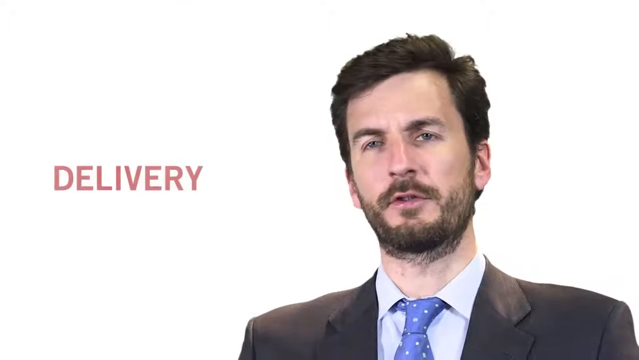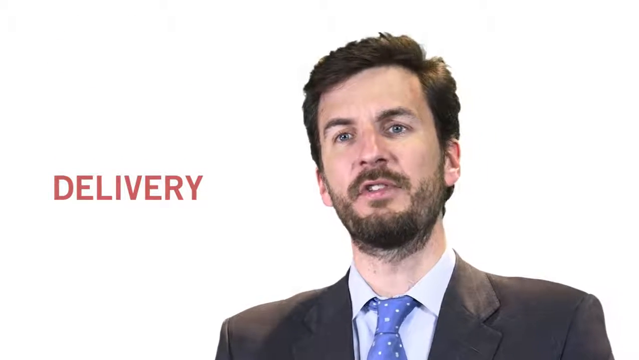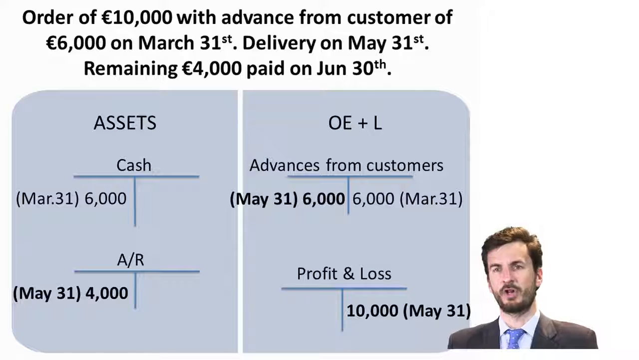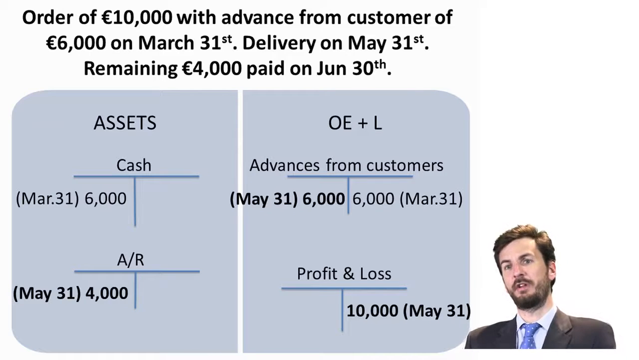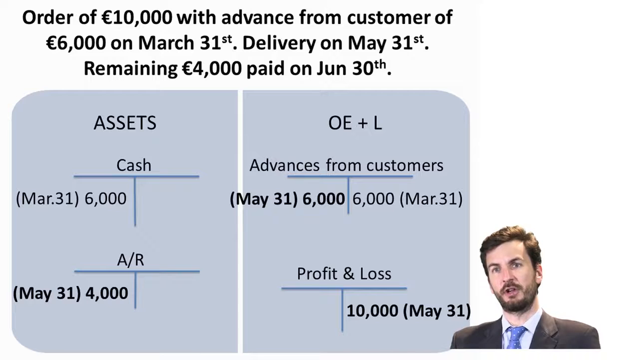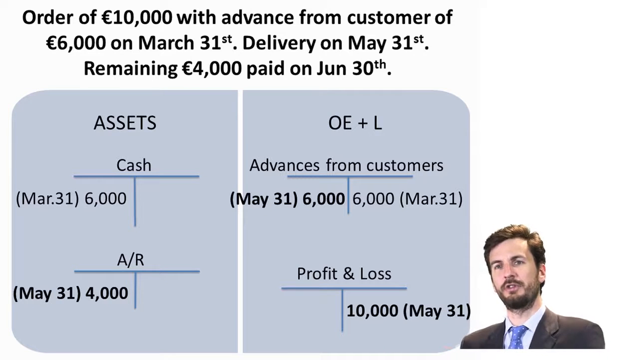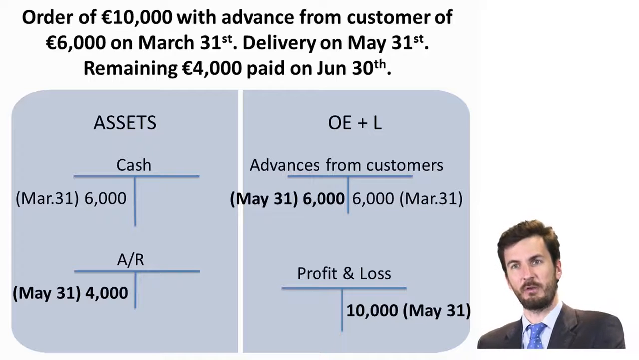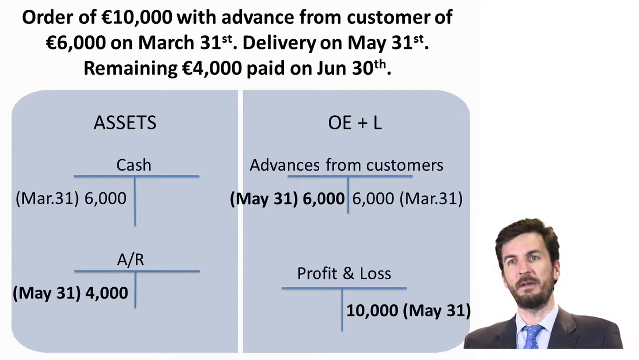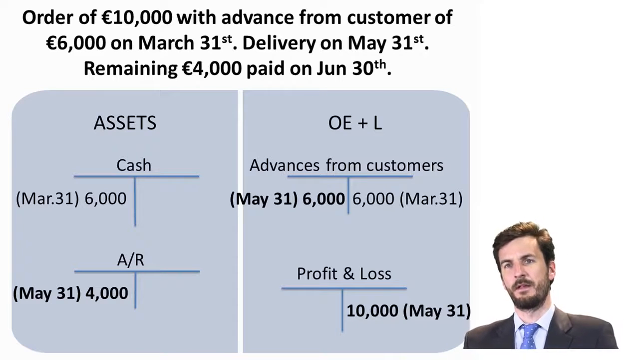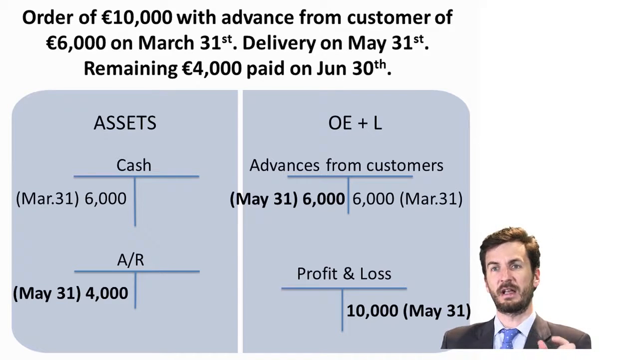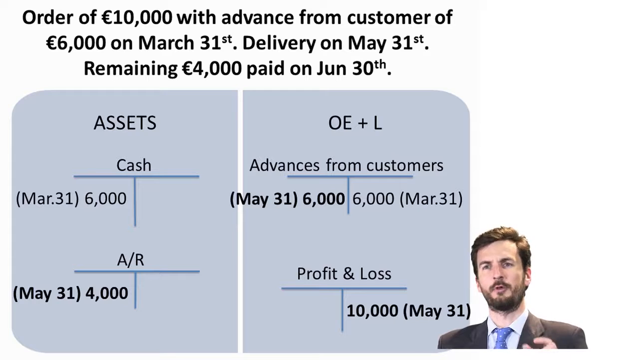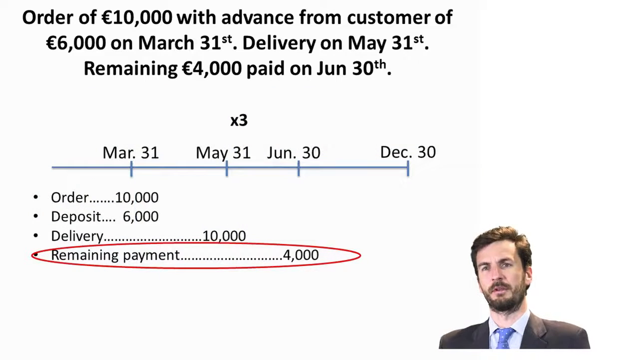Next, we need to account for the delivery. So at the moment we deliver is when we recognize the revenue. So we would credit the profit and loss account. Now, part of this revenue we have already collected it. So the only thing we are doing here is fulfilling the obligation we had. So we are going to decrease the advances from customers because now we are delivering. So we debit advances from customers. The remaining part that we still have to pay is going to be debited in accounts receivable. So we debit 4,000 euros in accounts receivable.